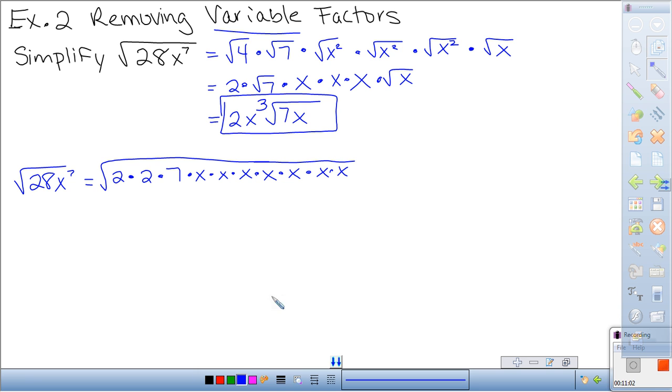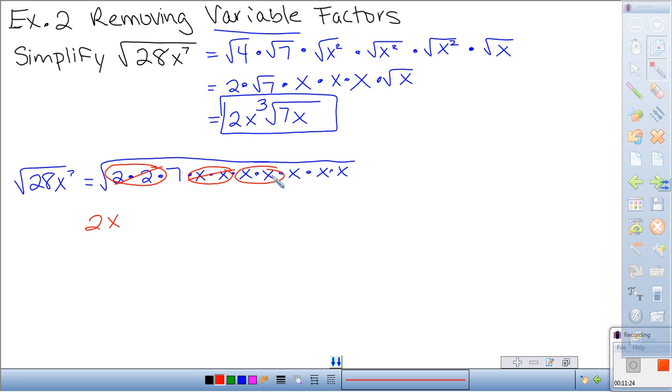Remember that all you have to do is have a pair of numbers or letters to bust them out of your radical. And that's because 2 times 2 is 4. So if you take the square root of 4, you get 2. So it comes outside the radical. 7 has to stay in because we can't take the square root of 7. Then x times x is x squared. The square root of x squared is x. So it's outside the radical.